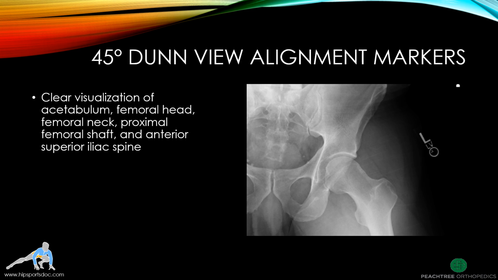For proper alignment on the 45-degree Dunn view, there should be clear visualization of the acetabulum, the femoral head, the femoral neck, proximal femoral shaft, and the anterior superior iliac spine.